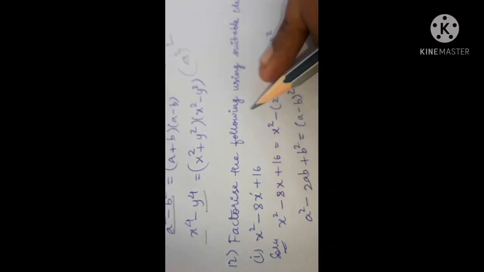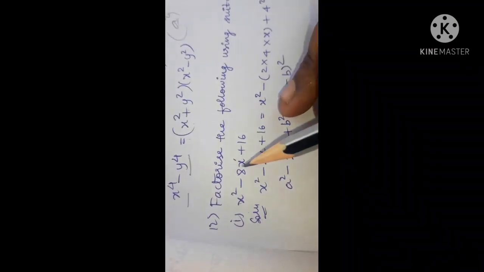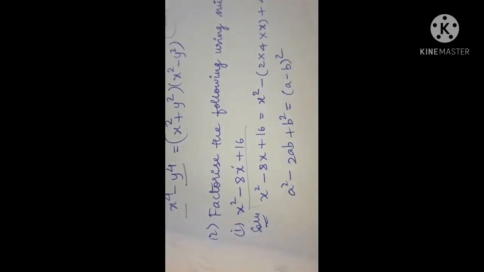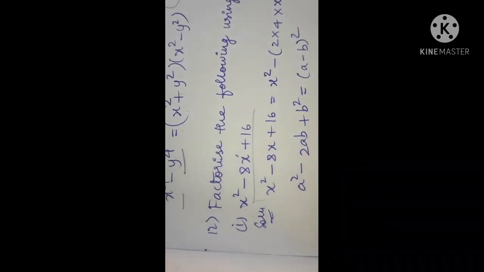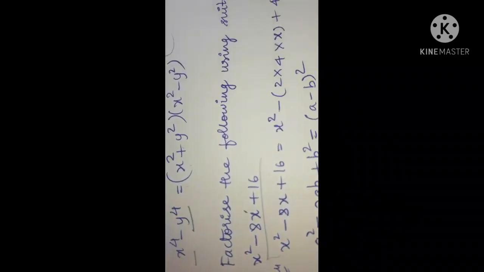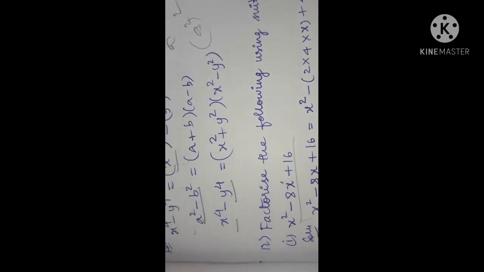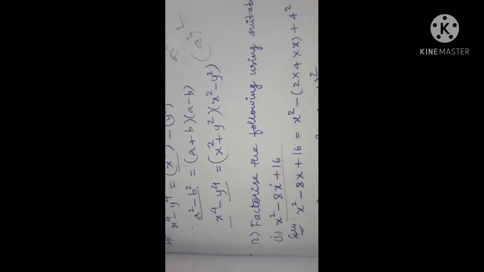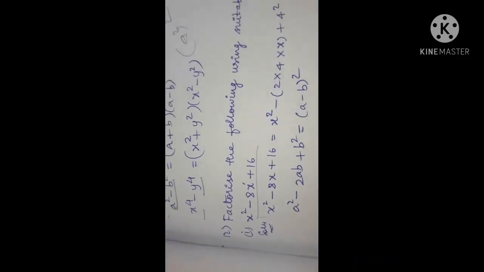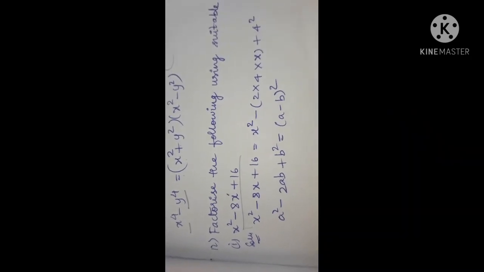The 12th question is: factorize the following using suitable identities. So now we have to factorize all these expressions using suitable identities. We'll just find out which identities will suit the given expressions. Okay, x square minus 8x plus 16.